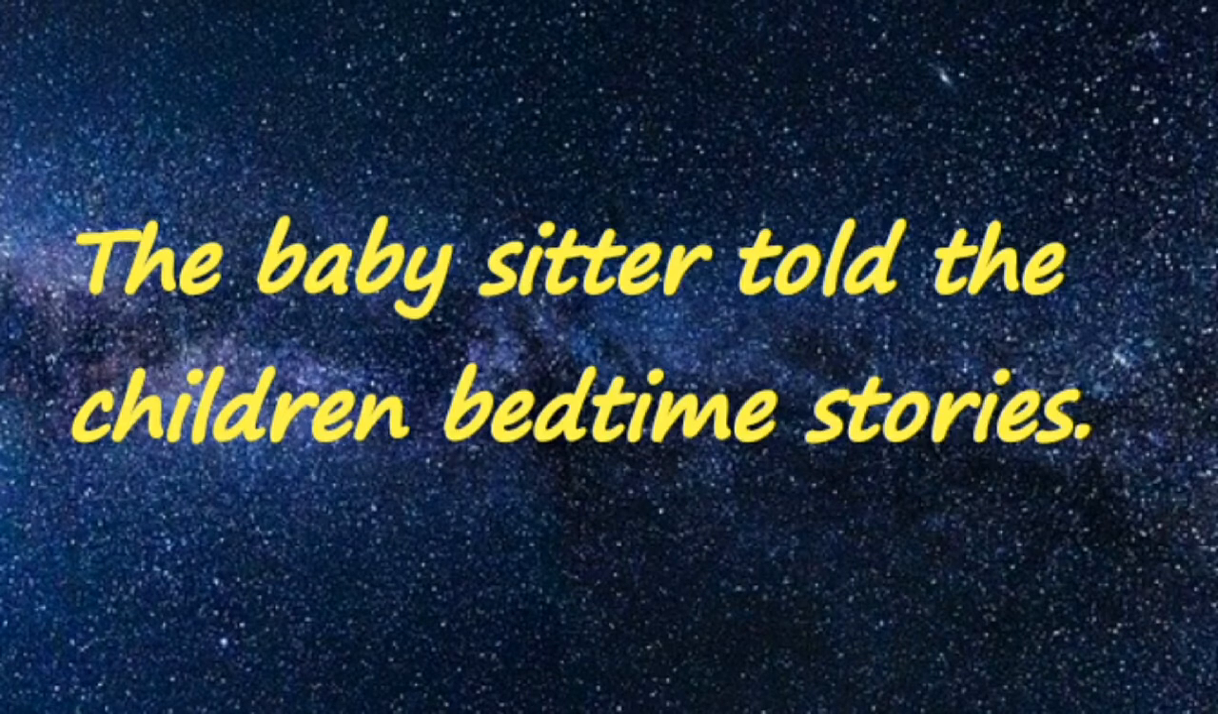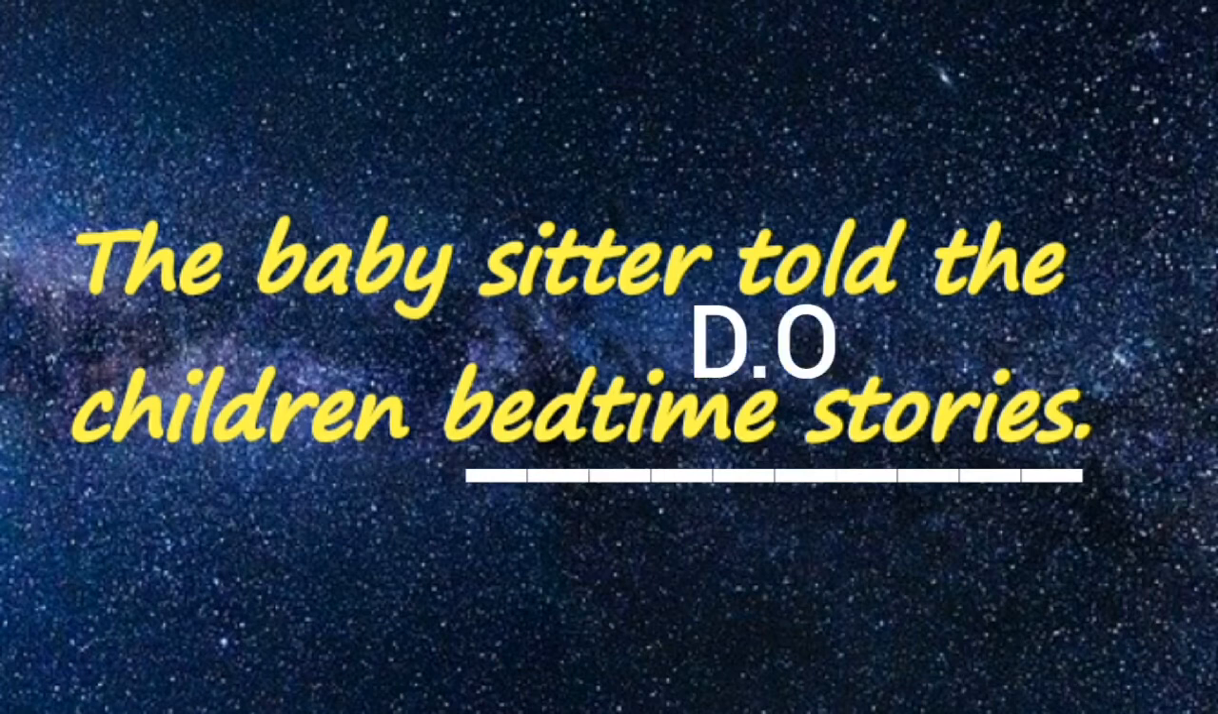Example of a sentence with direct and indirect object. The babysitter told the children bedtime stories. The babysitter is the subject, told is the action verb. So to find the indirect object, we must first find the direct object. Why? Because as what I have said earlier, indirect object cannot exist without a direct object. So let's find first the direct object. The babysitter told what? Bedtime stories. So bedtime stories will be our direct object.